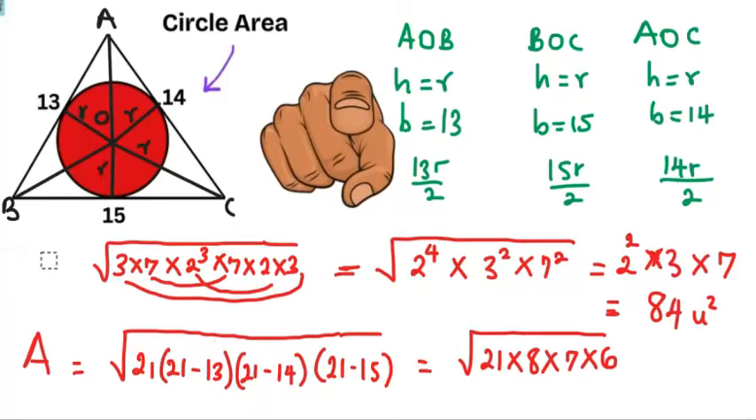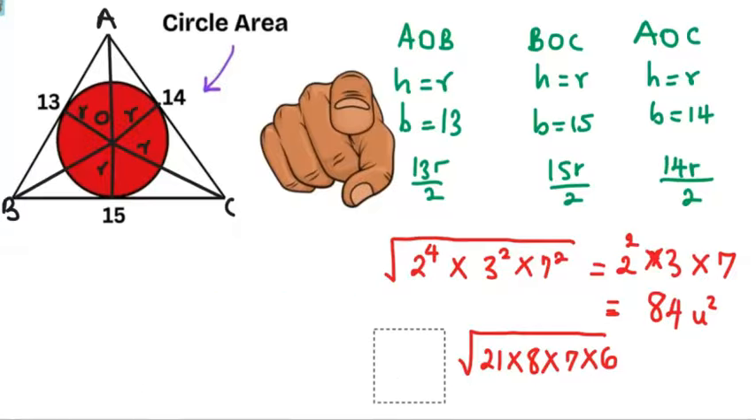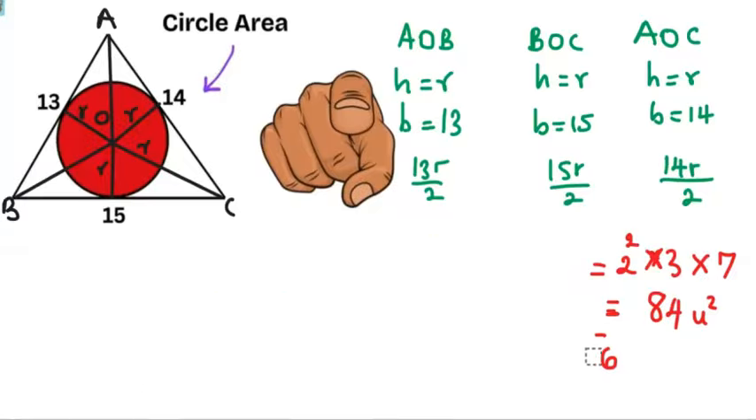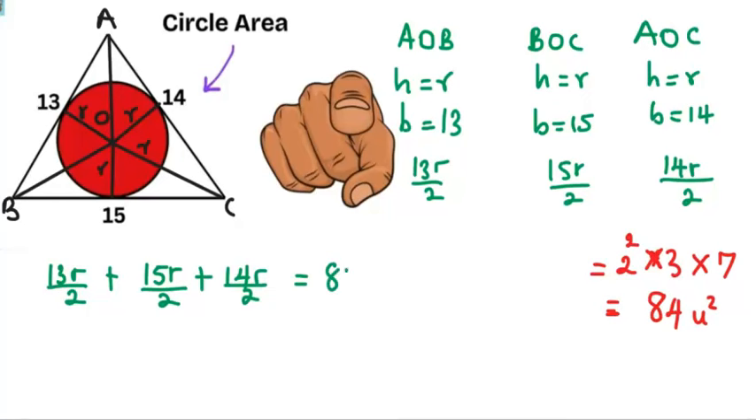Awesome. Then we're going to sum up the areas of the triangles we have divided into. The sum of these areas will give us the total area of the triangle. So we have 13r by 2 plus 15r by 2 plus 14r by 2, which will give us 84, right? Now we add the numerators since we have the same denominators, and they give us 42r by 2, which is equal to 84.